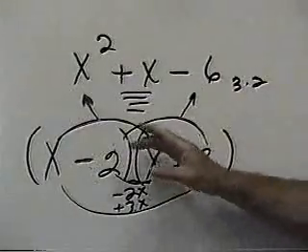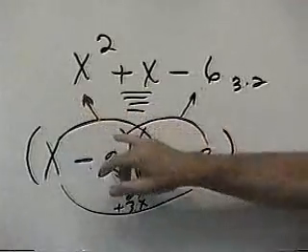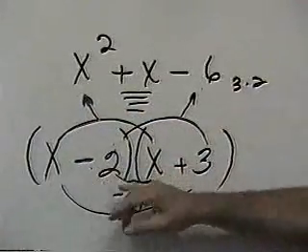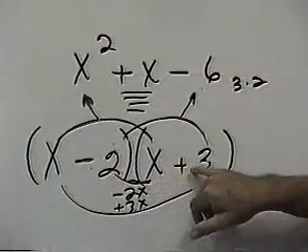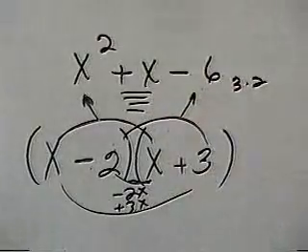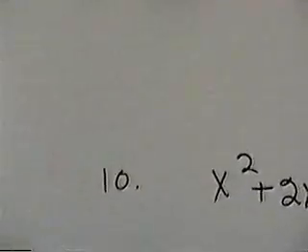Trial and error. You just make it work such that the first times the first equals that, the last times the last equals this number, and watch your plus and minuses, and the inside added to the outside better equal the middle term. All right, let's try the next one, looking at problem number 9.